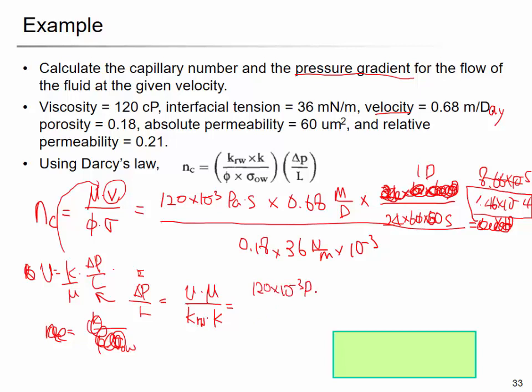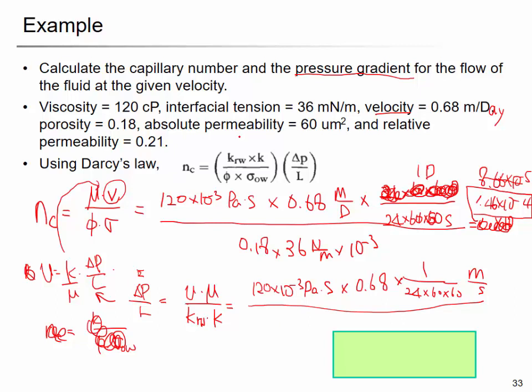So you can plug in the numbers. This is the viscosity, and the velocity is 1.68 divided by 24, 60, 60, right? Meter per second. And then relative permeability. The reason that we are multiplying the relative permeability and absolute permeability is that we want to get the effective permeability of the fluid, right?